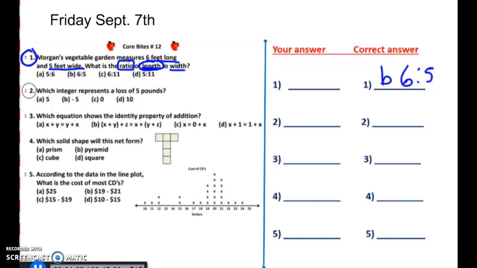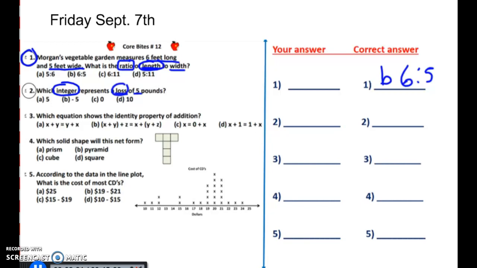Number 2, which integer? An integer is simply a positive or a negative number. So which integer represents a loss of 5 pounds? Pause the video and underline that information. So you've got to look at your choices and determine which one of those would indicate a loss of 5. Think about what a loss means. Pause your video and answer number 2.